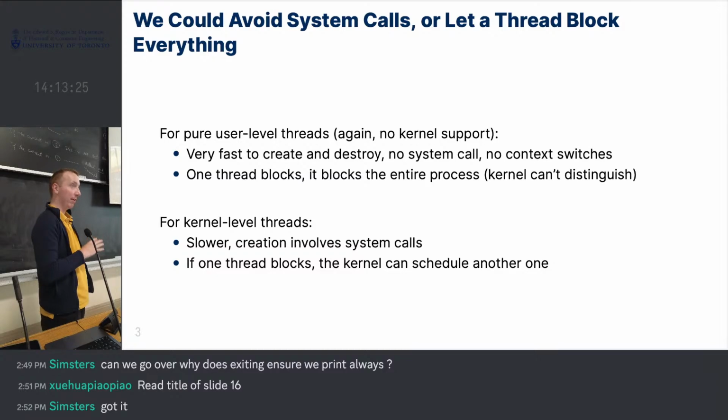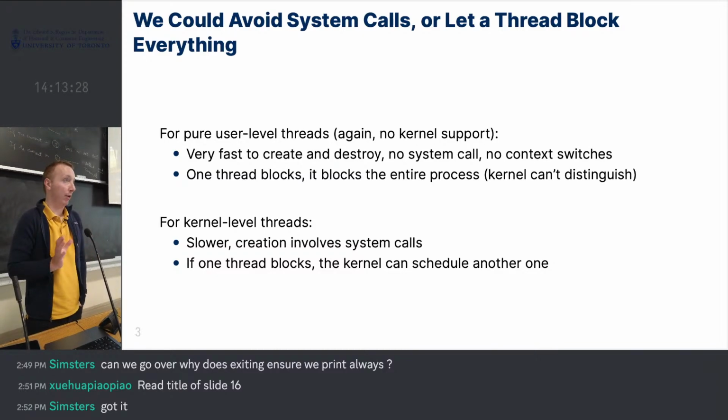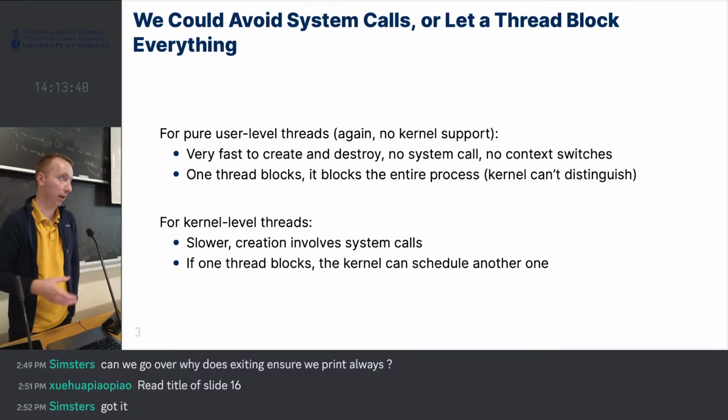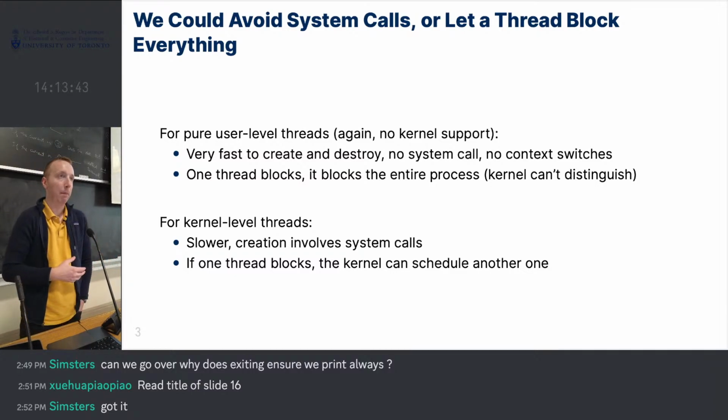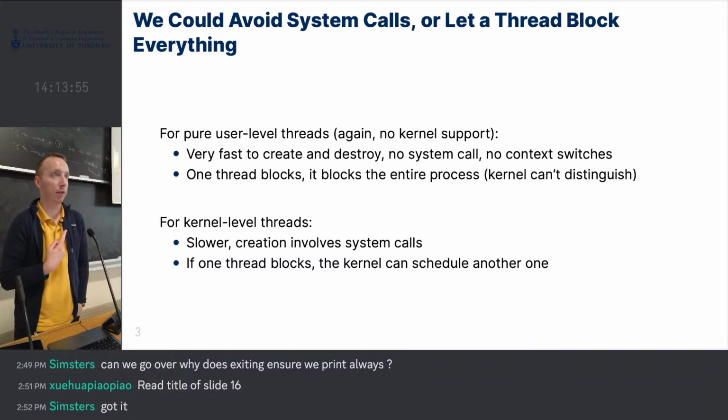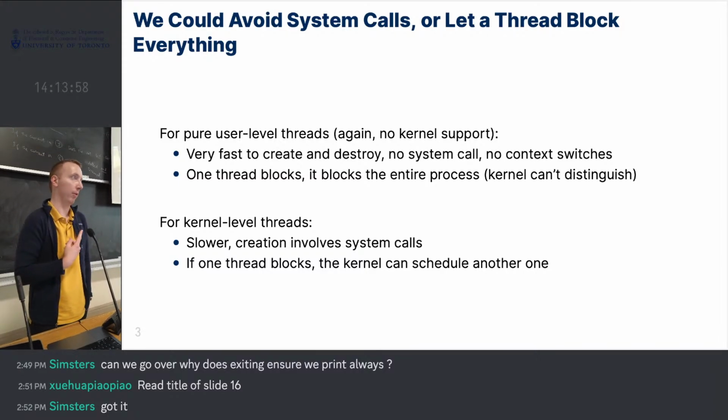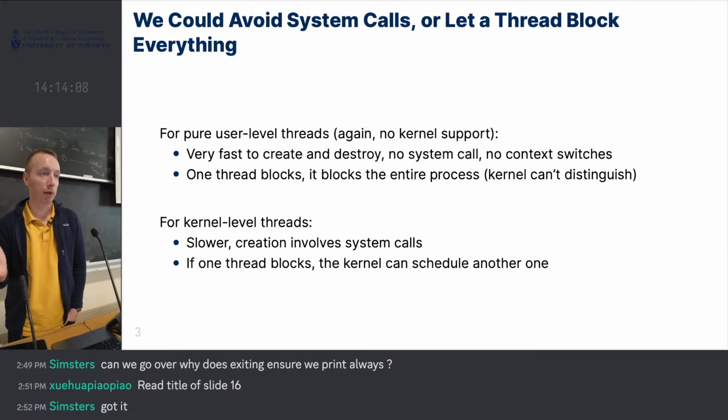So we could avoid system calls and let a thread block. User level threads with no kernel support are really fast to create and really quick to destroy because there's no system call associated with them, no context switches at the kernel level. You have to do all your context switches yourself while your program is running. But the big drawback of user threads is that the kernel only knows about one thread running in your process. If one of your threads blocks by doing a read or a write or any other blocking system call, or doing a sleep, then no other thread will execute, because as far as the kernel is concerned, that process is now asleep and can't execute anything else.